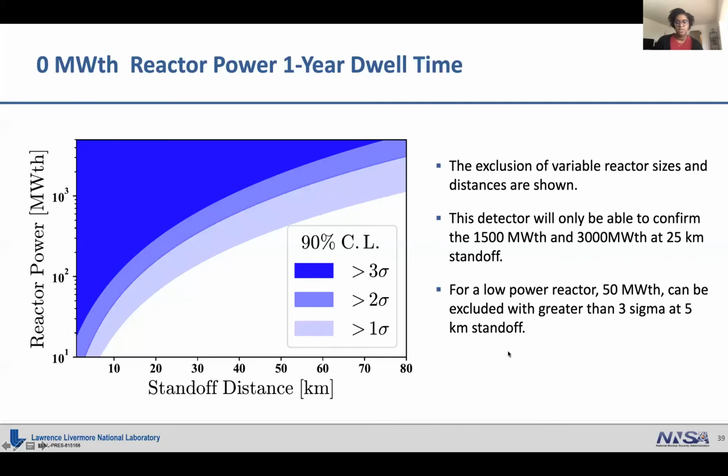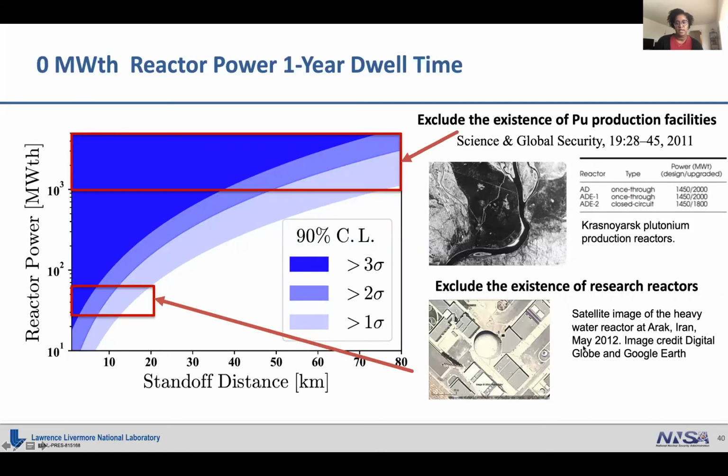And so where that becomes interesting is if we look at something like, again, a rock reactor or research reactor, that tends to be on the order of tens of megawatts. And so what we see is that we can reject these to greater than 2 sigma on the order of like 5 kilometers away, right? So we couldn't really do cross-country monitoring or verification of nuclear reactors. However, we could do a small region where we can exclude about a 5 to 10 kilometer radius for a small nuclear reactor.